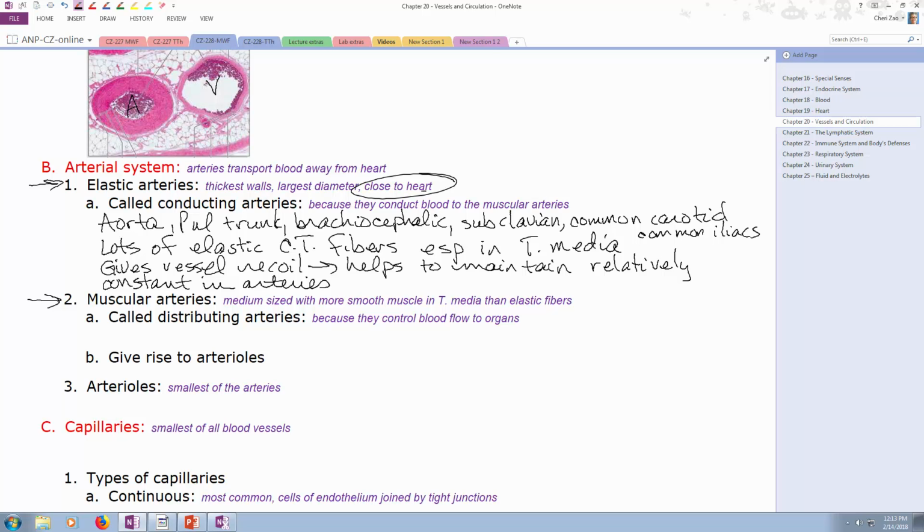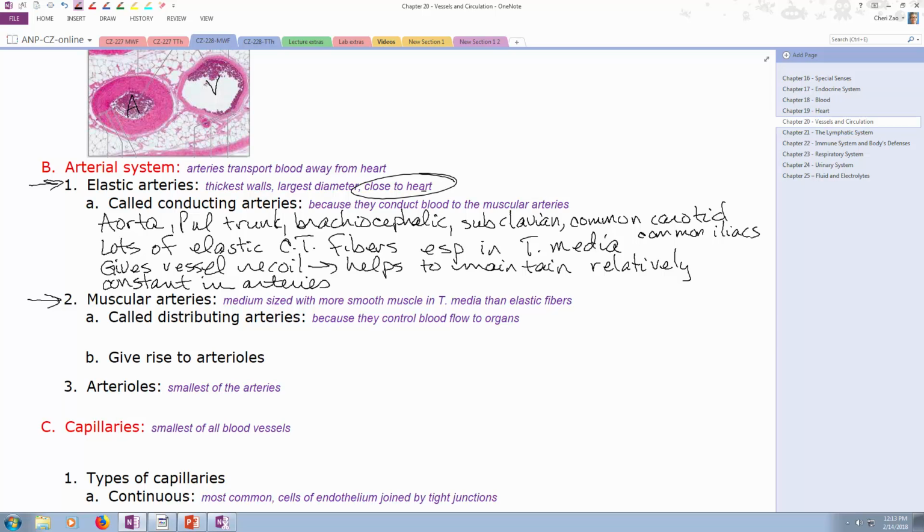So these will fill up in a very localized area with the volume of blood that we're forcing out, and then we'll have the recoil, and that pushes the blood along after the bolus has been delivered. So that's what allows us to have a more continuous flow of blood in our vascular tree, conducting blood away from the heart.